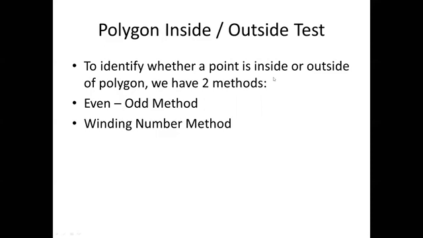So the same concept we are going to use here. Here we don't have any ready-made tools. So what we have to do is identify a particular pixel which is surely inside of the polygon. How to identify that? We have the inside and outside test for that. To identify whether a point is inside or outside of the polygon, we have two methods: the even odd method and the winding number method. We will see each method in detail now.